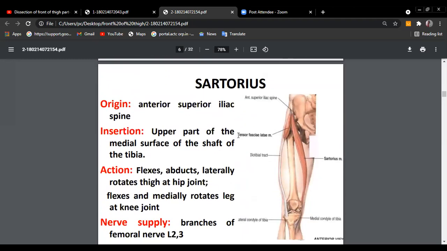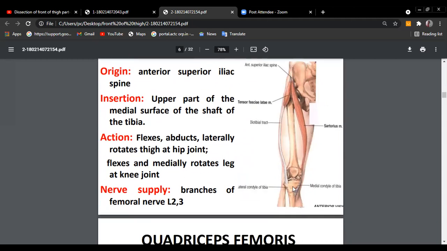Then next you have sartorius. Sartorius, I told you, starts from the anterior superior iliac spine. Then it gets inserted on the tibia, the upper part of the medial surface of the shaft of the tibia, like this. As for the action, I told you it is the tailor's muscle. That means it brings about flexion, abduction, and lateral rotation at the hip joint.